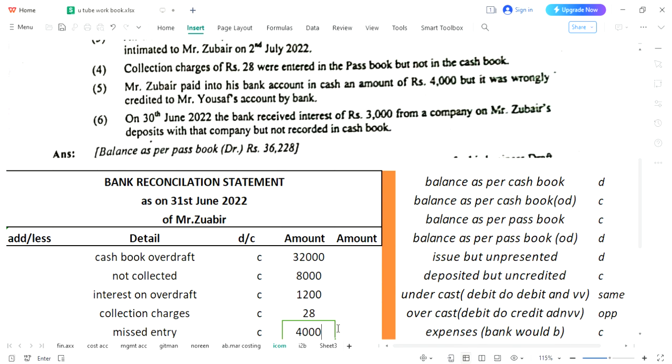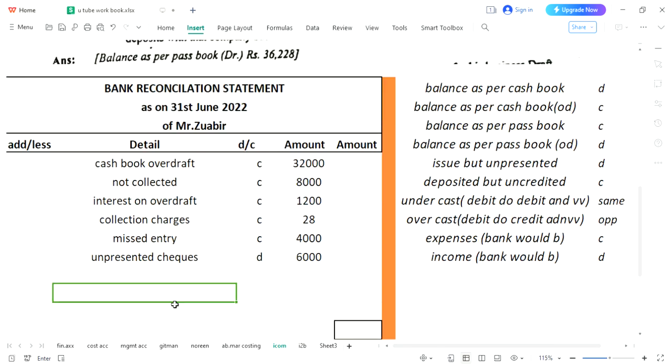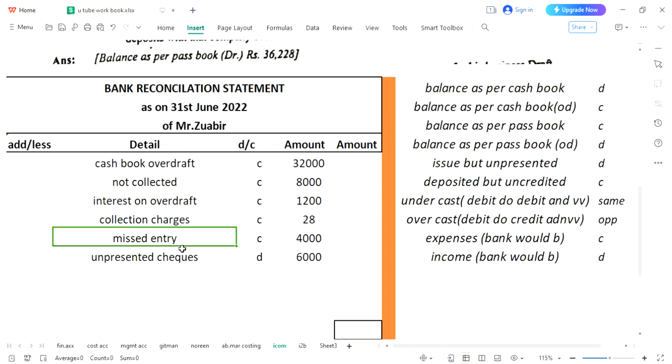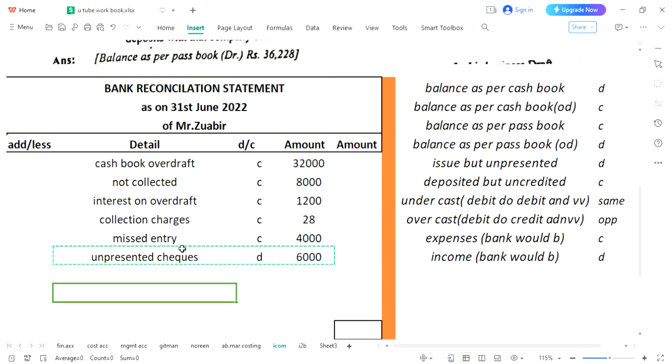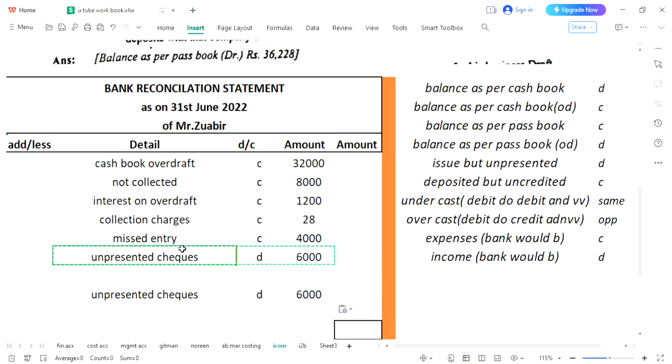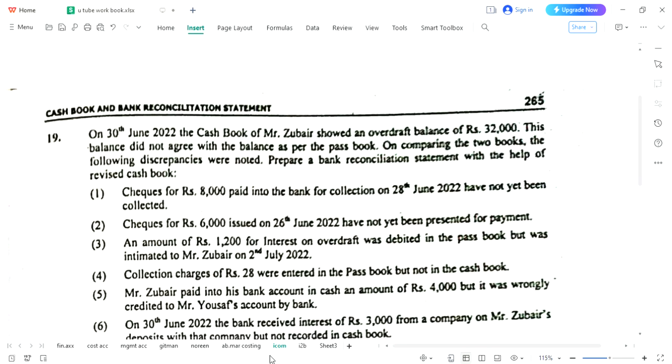So let's see what next entry we do have, and we do need some space as well. Let's put it over here. This is not needed. We have created a little more space for the last entry.